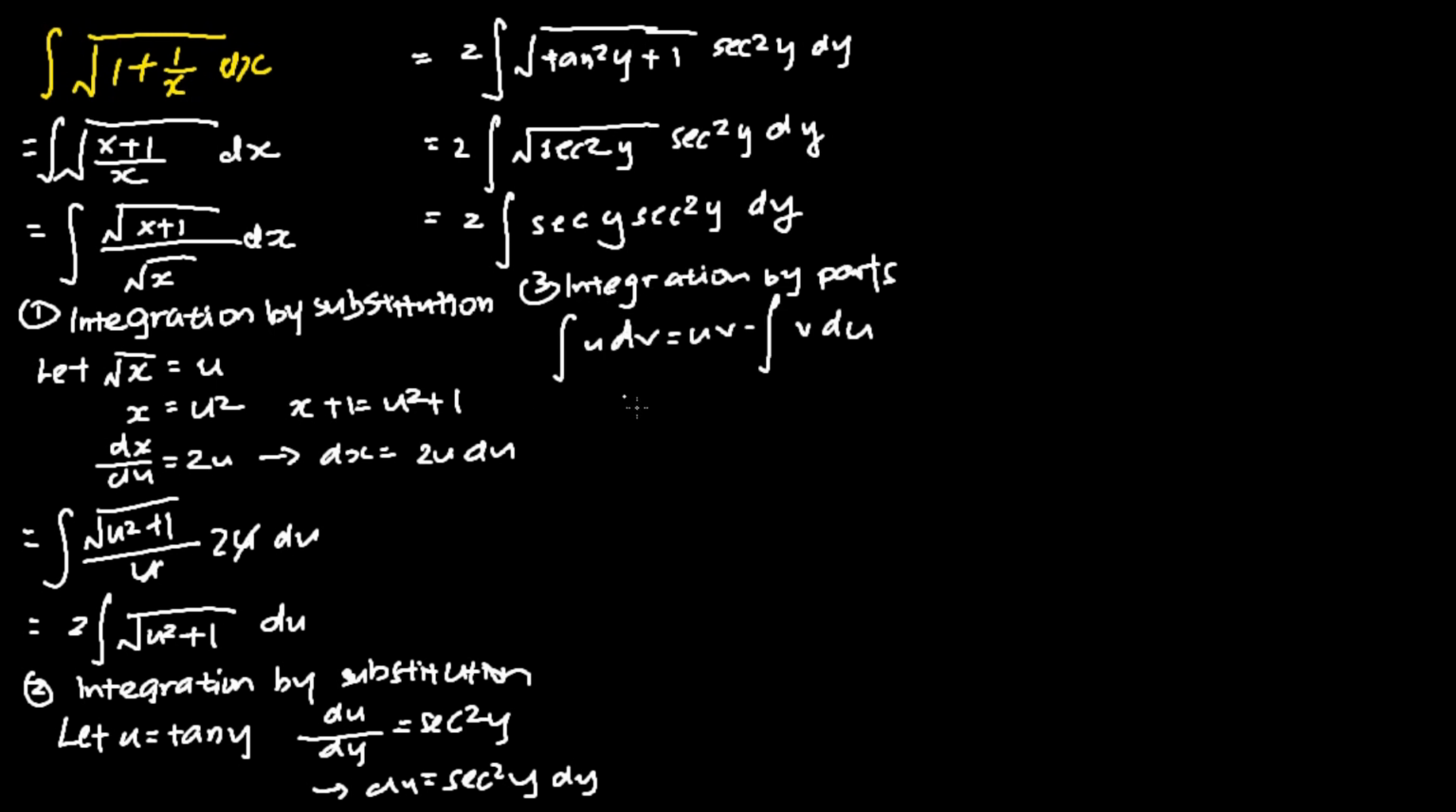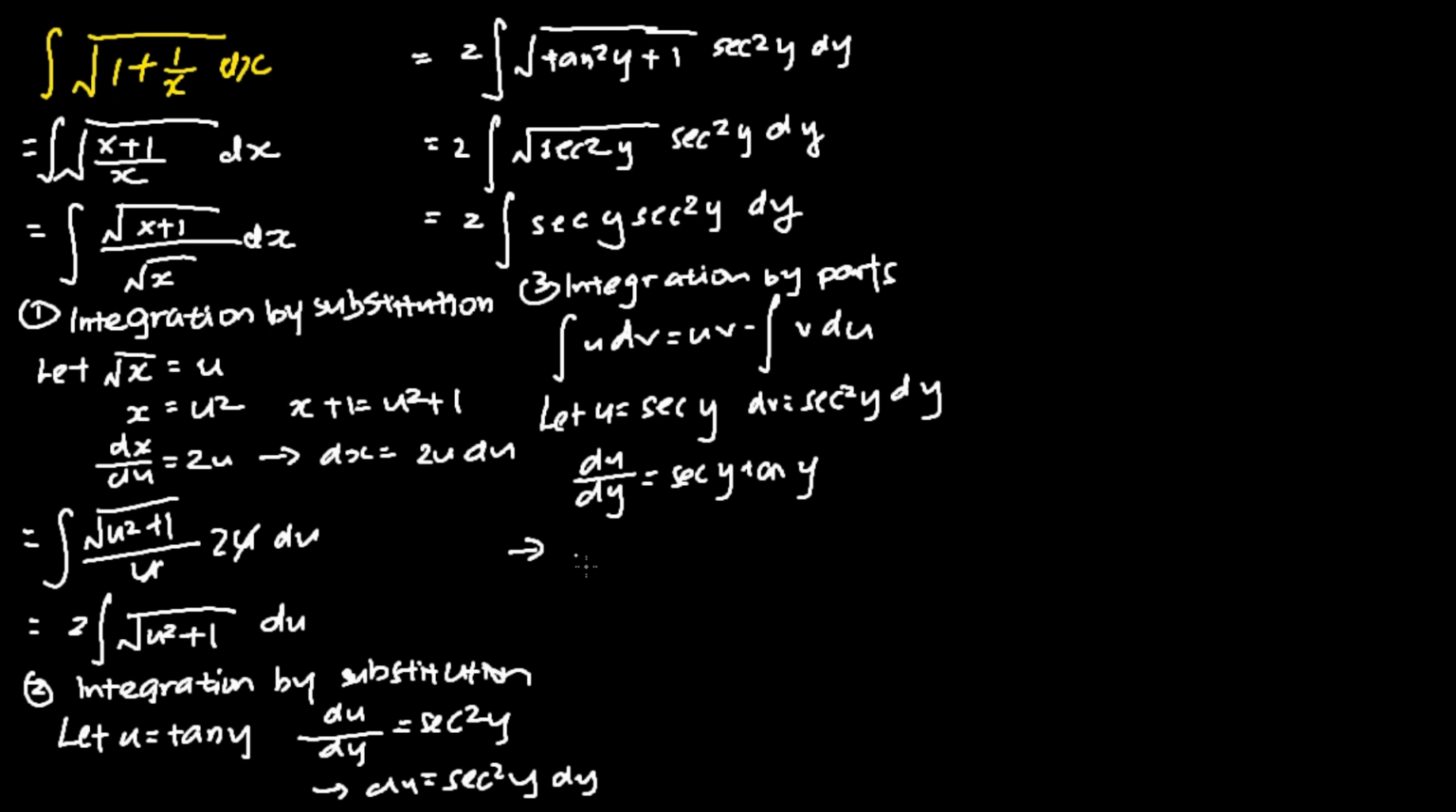The integration by parts technique tells us that if I define a term as u and define another term as dv, then this is equal to uv subtracting away the integral of v du, in which to find my v I will integrate the term dv, and to find my du I differentiate the term u. So for this case I will let u be equal to secant y, and my dv to be secant square y dy. To find my du I differentiate u with respect to y, so this gives me secant y tangent y, in which multiplying both sides by dy, I get du is equal to secant y tangent y dy. Whereas to find my v, I will integrate dv, which is the integral of secant square y dy. This gives us tangent y.